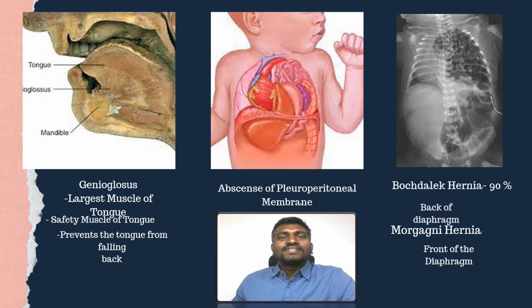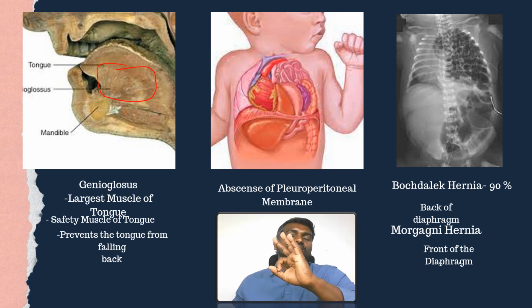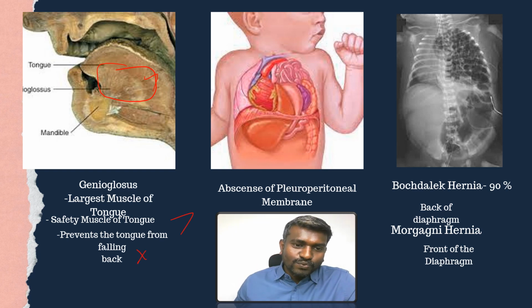Look at the large muscle over here. This is going to be what? The genioglossus. You're going to remember three important points. Number one, it is the largest muscle of the tongue. Number two, it is the safety muscle of the tongue. And number three, it is going to prevent the tongue from falling back. Very important. Remember genioglossus.